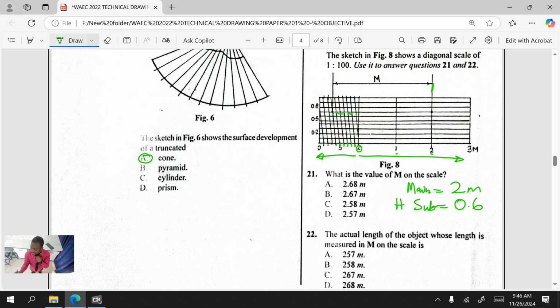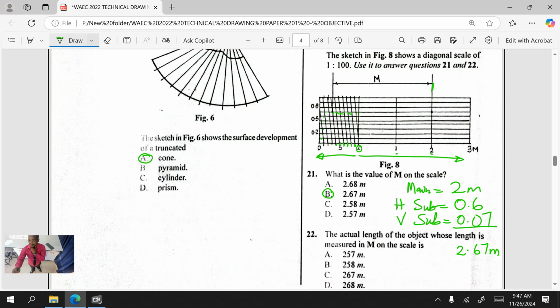Then the vertical subscale will be at 0.02 decimal. Can you see that now? So that will be what? Let's count. 1, 2, 3, 4, 5, 6, 7. So it is on that point 7. If I add everything together, I'll be having what? 2.67 meters. So the answer is what? Is B.